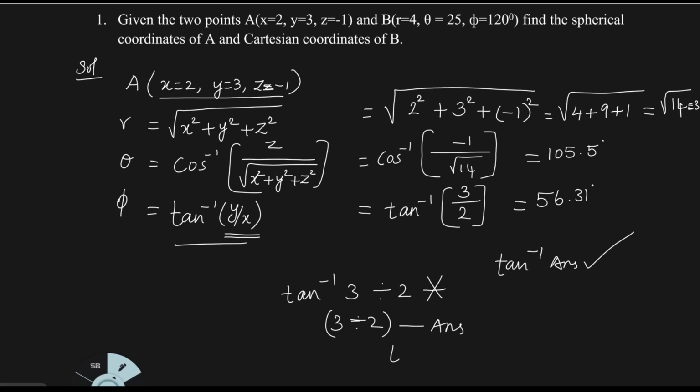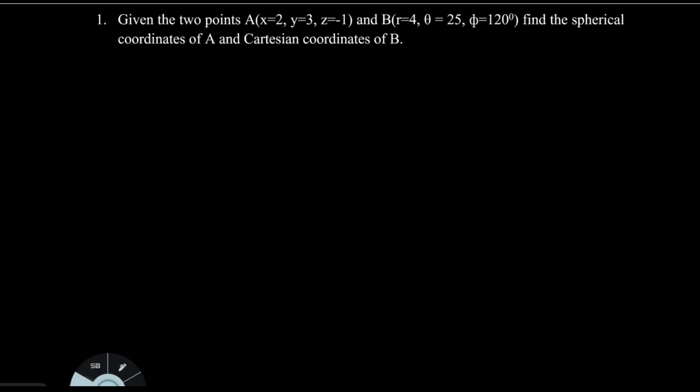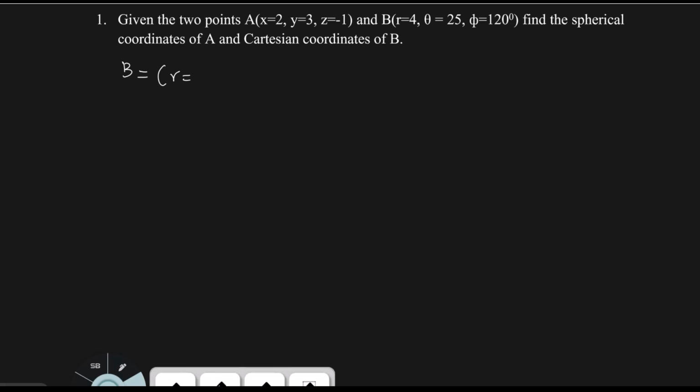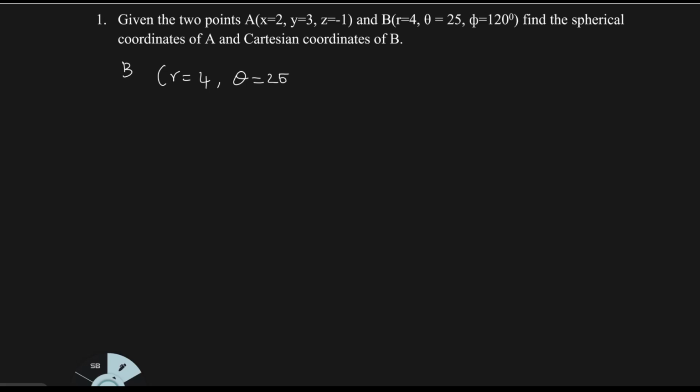Next we have to find the Cartesian coordinates of B. B is represented by R equal to 4, theta equal to 25, and pi equal to 120 degree.